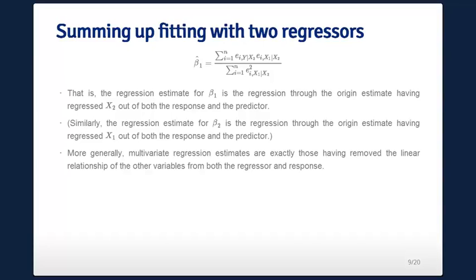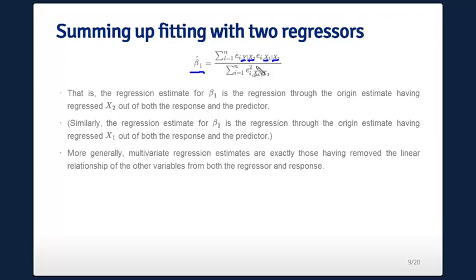So let's sum up fitting with two regressors. When we have two regressors, the regression estimate for the slope of the first regressor is exactly the regression through the origin estimate, where we've regressed the second regressor, x2, out of y, and we regressed the second regressor out of x1. Okay?